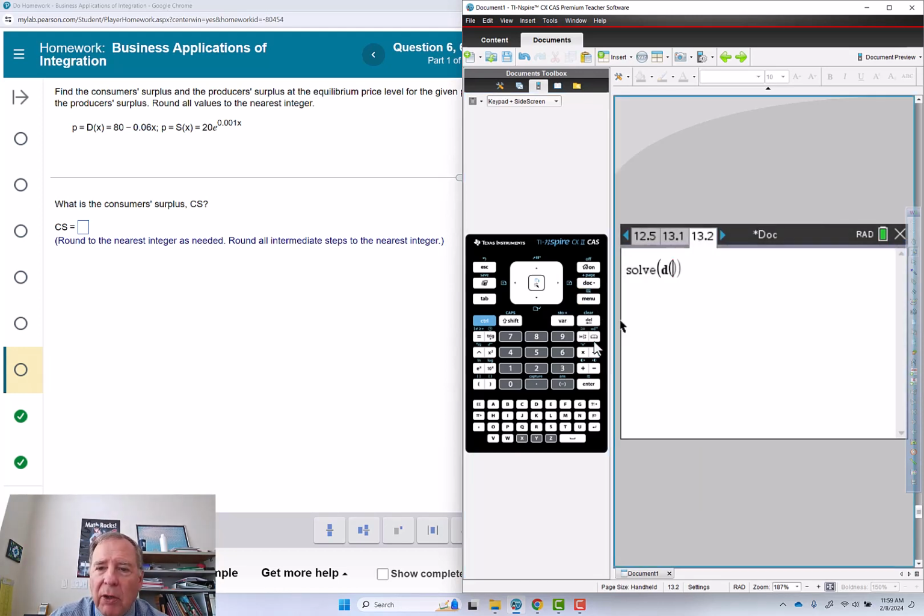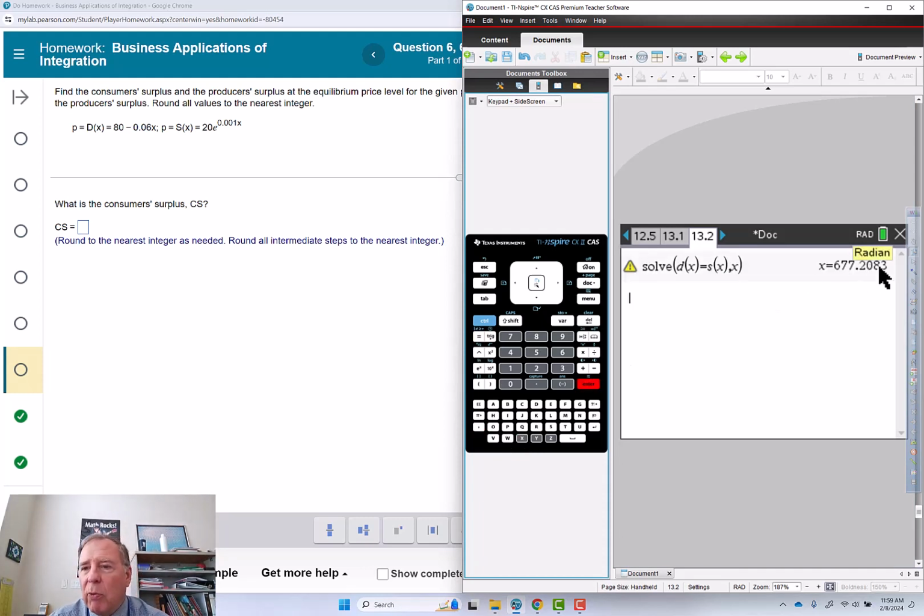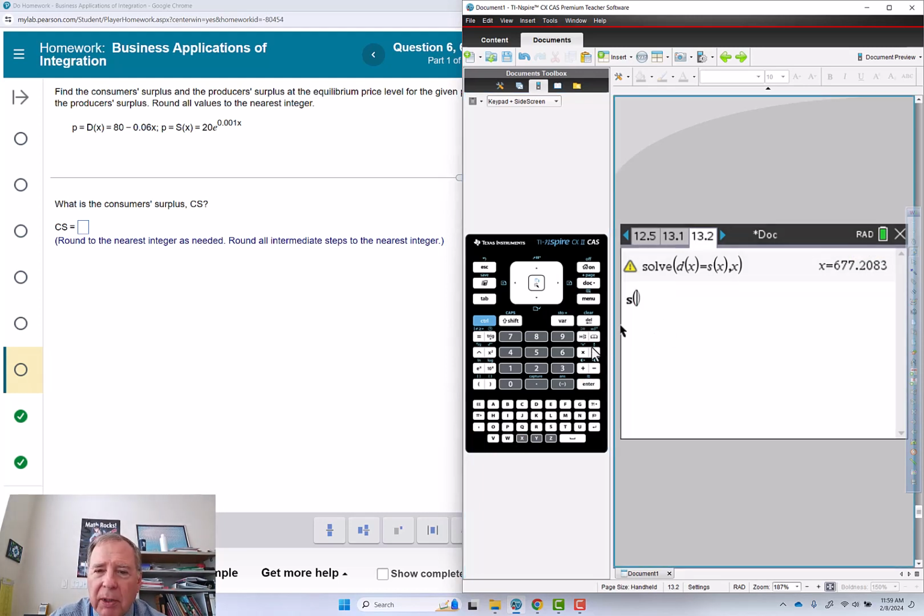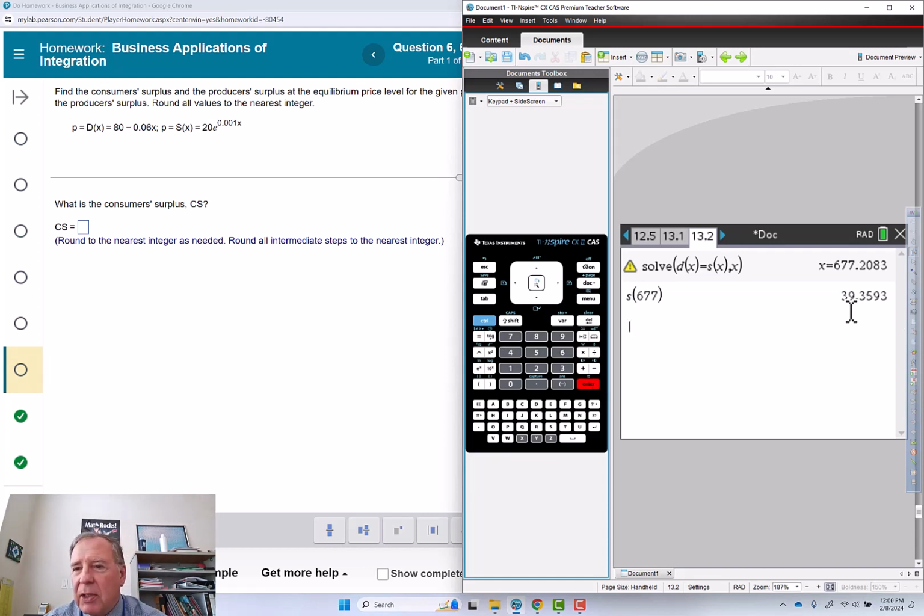And I'm going to go to the calculator page, set those equal to each other, menu 3, 1 for solve, demand of x equals supply of x, comma, x. So I get my quantity of 677, and then I can find out the equilibrium price by putting 677 into either function. So to the nearest dollar, it's 39.